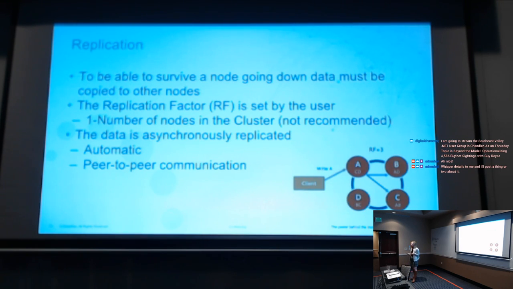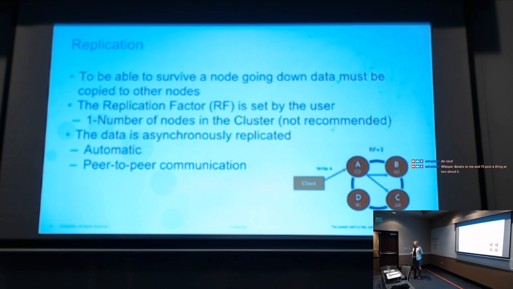So to be able to survive a node going down, the data obviously needs to be copied, because we're talking about a distributed system, right? It needs to be copied to the other nodes. So the replication factor, how many times your data is going to be copied, is actually set by the user. Right, so maybe if you're working with data that you don't really mind if it were to be lost, maybe some IoT sensor data, something like that, that if I lose one node of, you know, a couple hours worth of data, I'm okay with just losing that. That's fine. I can just have my replication factor set to one.